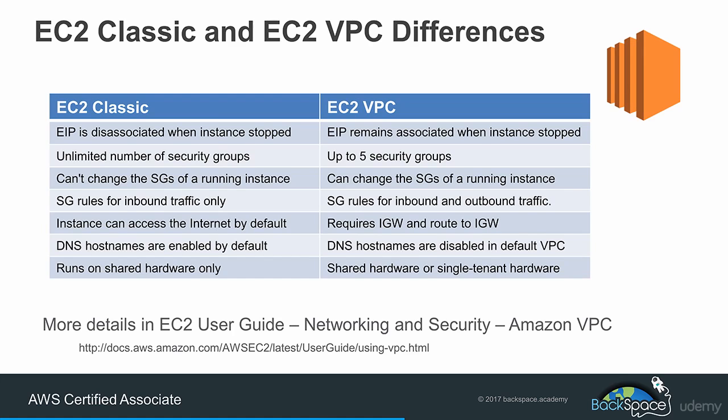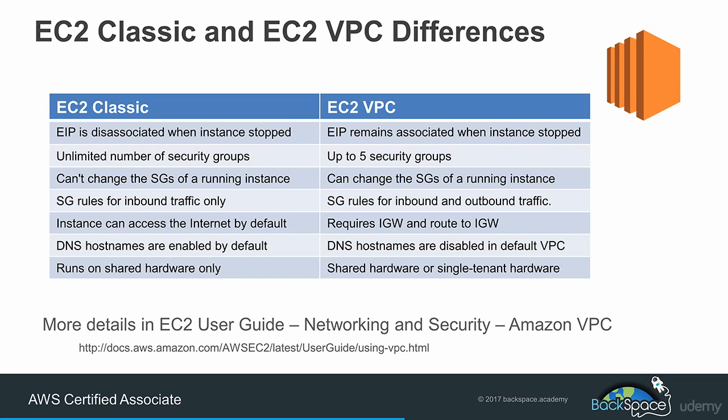We need to know the difference between the two, because although it is not something that Amazon Web Services are going to be pushing in any way, there are old instances out there that may need to be supported, and old AMIs that may still need to use EC2 Classic. So you need to know the difference between them if you're using them or administrating them. With EC2 Classic, an Elastic IP is disassociated when the instance is stopped, whereas with EC2 VPC, it remains associated when the instance is stopped.